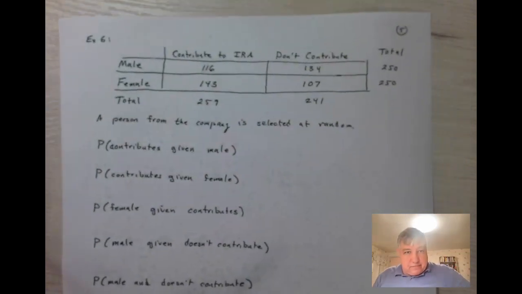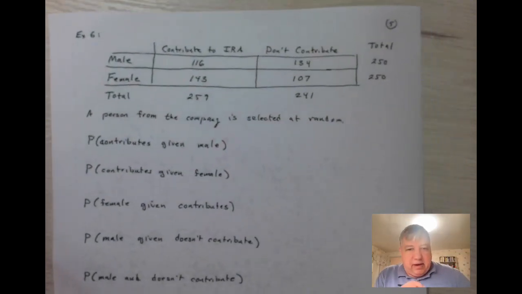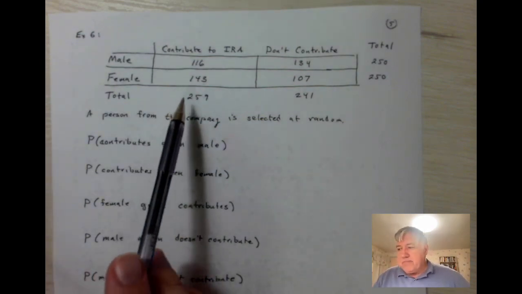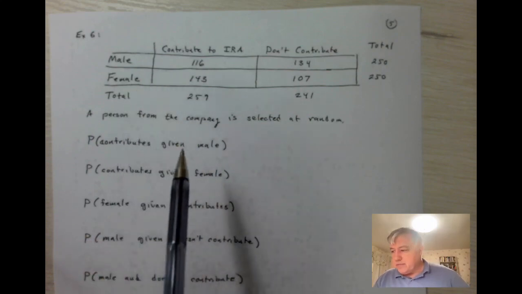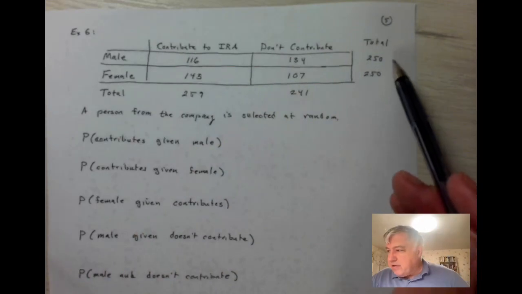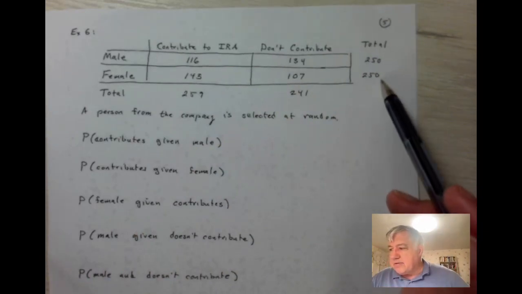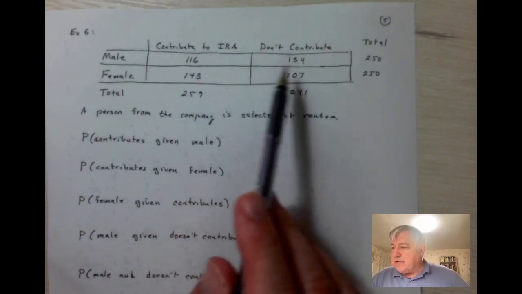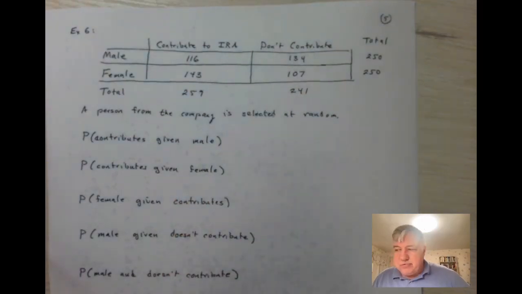Another example, if we skip ahead to our last page in our notes, here we have a table where we're given a list of all information about the employees in the company and whether they contribute or don't contribute to their retirement accounts. And here the information is broken down into male and female employees. So in this company, we have an equal number of males and females, right? And then this tells you of those males and females, how many contribute, how many don't contribute.